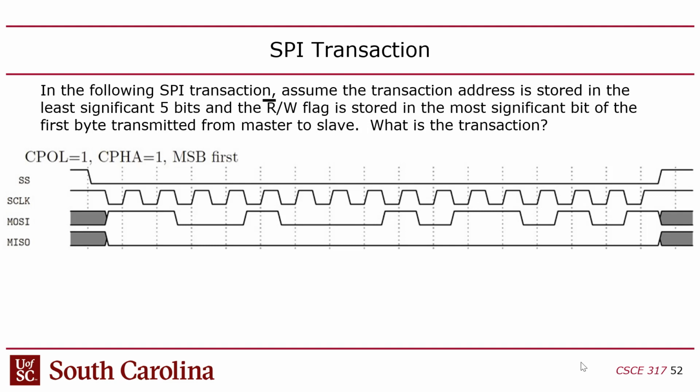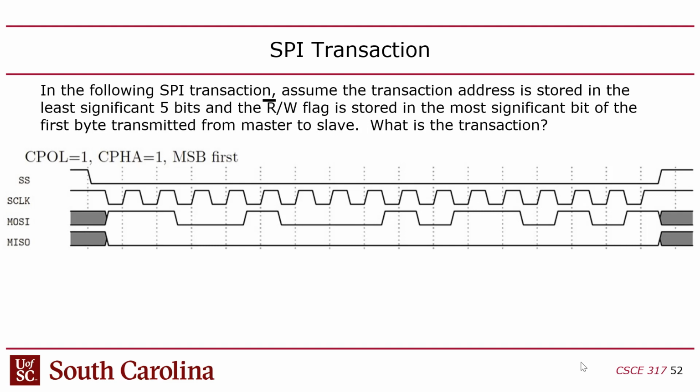Okay, so here's an example. In the following SPI transaction, assume the transaction address is stored in the least significant 5 bits, and the read-write flag is stored in the most significant bit of the first byte transmitted from the master to slave. So in this case, you've got 1 bit for read-write, and you've got 5 bits for the address. Oh wait, that's 5 plus 1, that's 6. That's only 6 bits. There's 8 bits. What about the other 2? You ignore them.